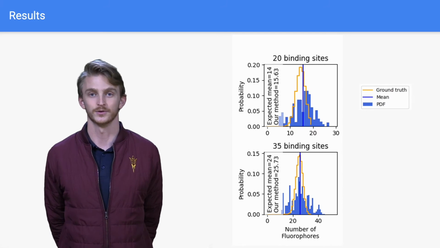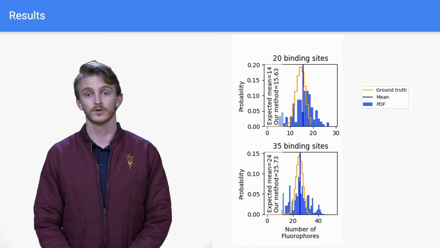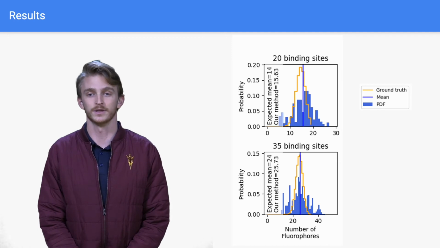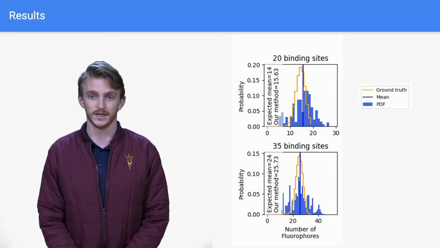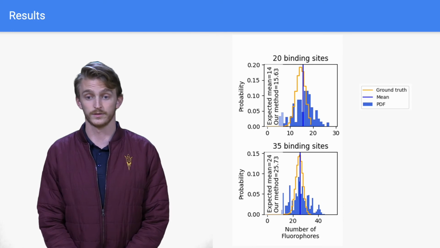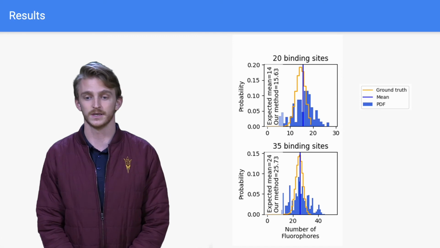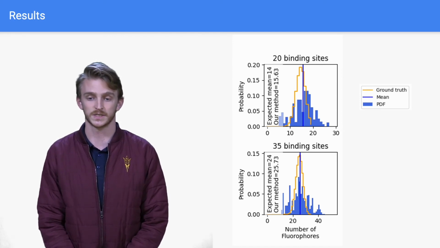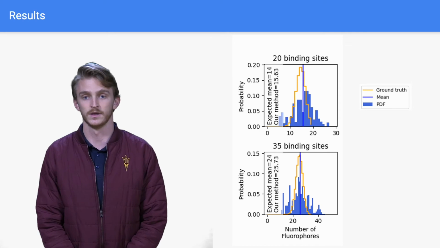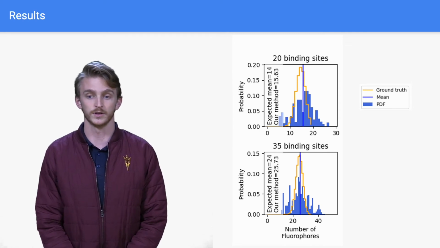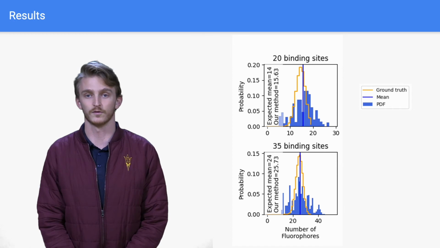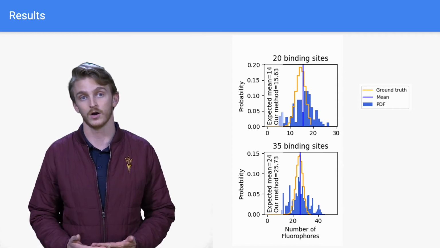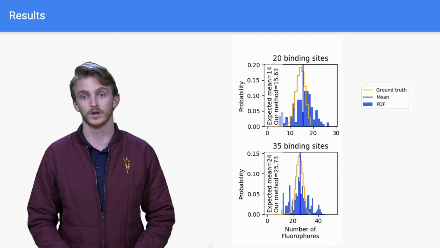Now I'm going to show the results of our method. Our collaborators at Dirk Peter Herten's lab at the University of Birmingham provided us with data from DNA origami experiments. We were given two data sets, one with DNA origami containing 20 binding sites and one with DNA origami containing 35 binding sites. There was a 70% labeling efficiency, so we expect a binomial distribution in the ground truth number of fluorophores, meaning that we can compare our inferences against a well-controlled ground truth.